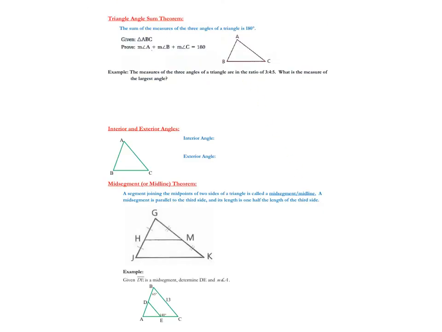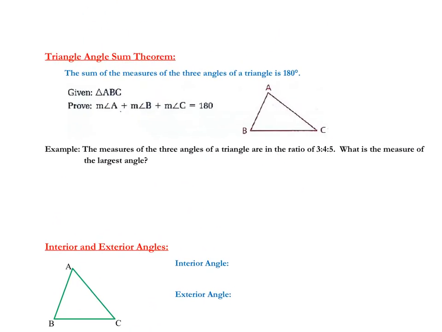Okay, one thing that we hopefully know about triangles is that the inside angles all add up to 180. So if you have x, 2x, and 3x, all three of those angles add up to 180. Remember that there's three angles in a triangle. So it says the measures of the three angles of a triangle are in a ratio 3, 4, 5. What is the measure of the largest angle?